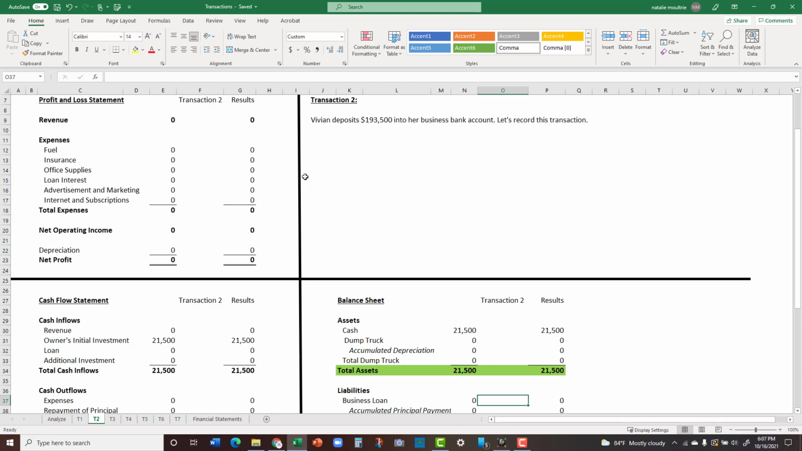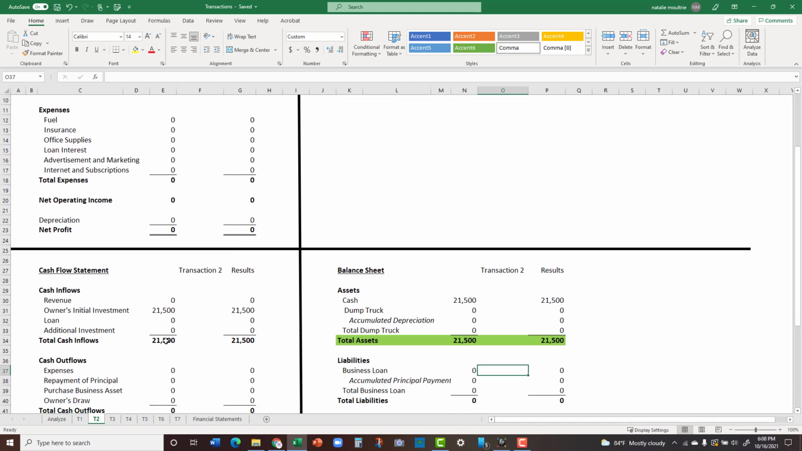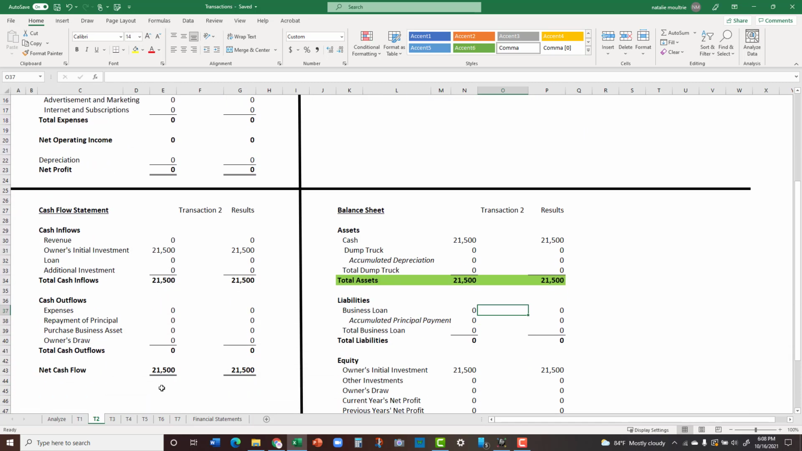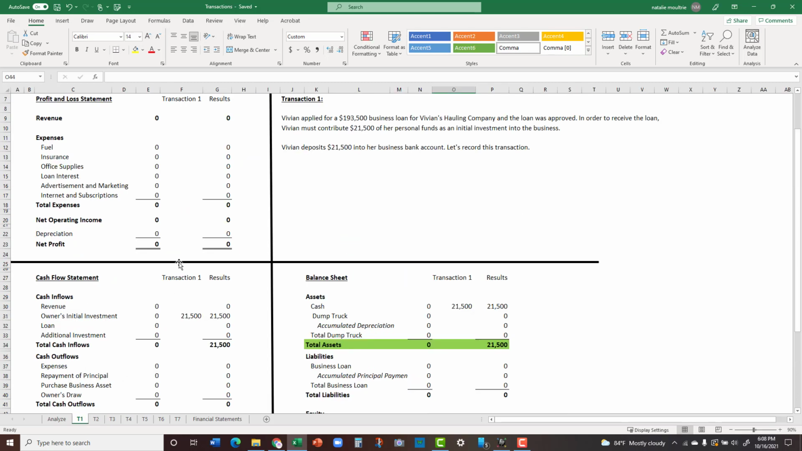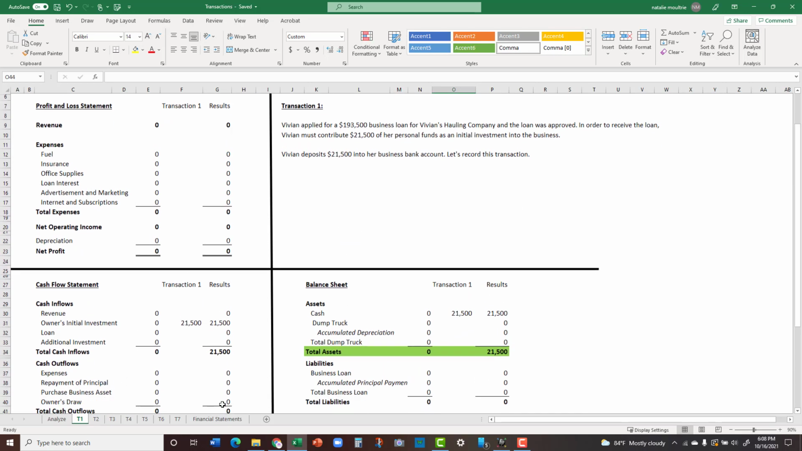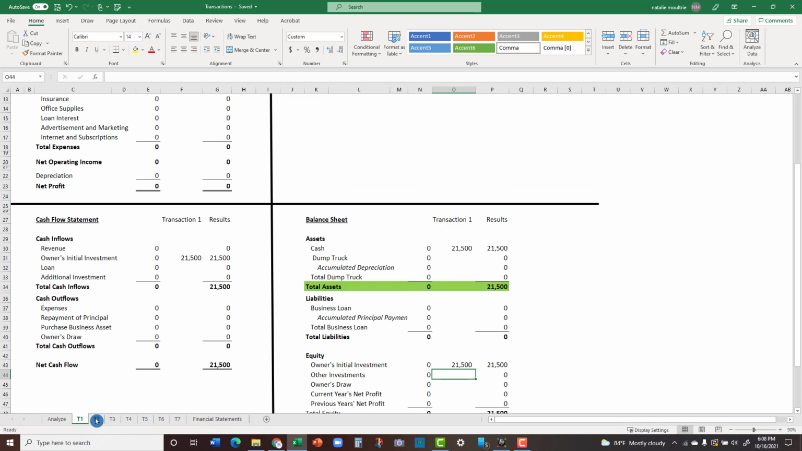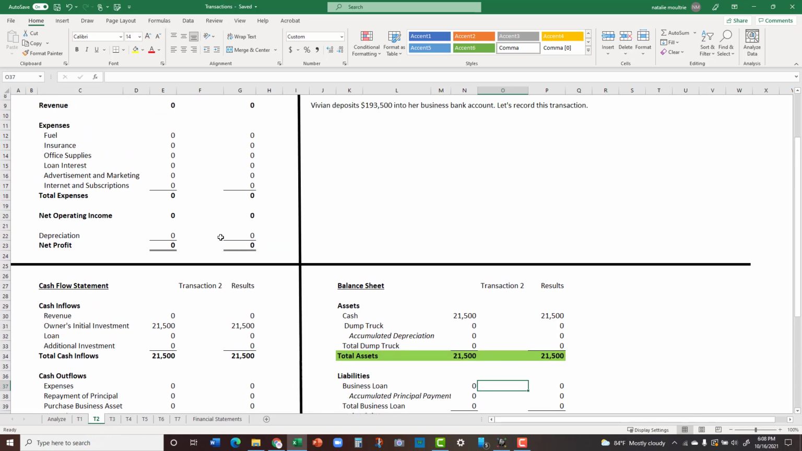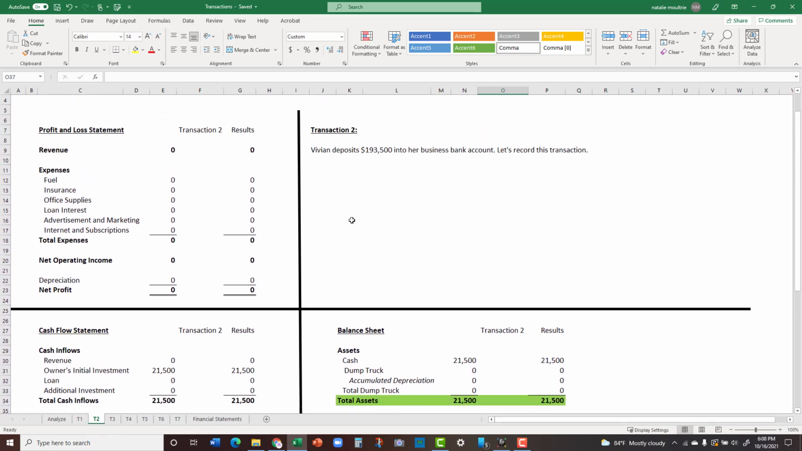So just as a note, the balances from transaction 1 are going to automatically come over as our beginning balance on transaction 2. Okay? So as we go along, whatever our ending balance is on the previous transaction will automatically come over as the beginning balance on our next transaction. All right, so let's take a look at transaction number 2.